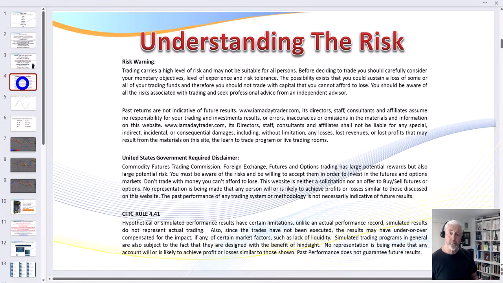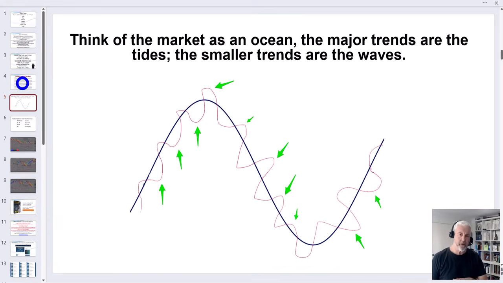Please don't trade with money you can't afford to lose. And the great thing is virtually every trading platform today allows you to trade on the simulator before you go live. Also, many markets now have micro contracts, so you can start on the simulator, master the setups, go to the micros where you basically only need a few $100, and then you can advance from there.